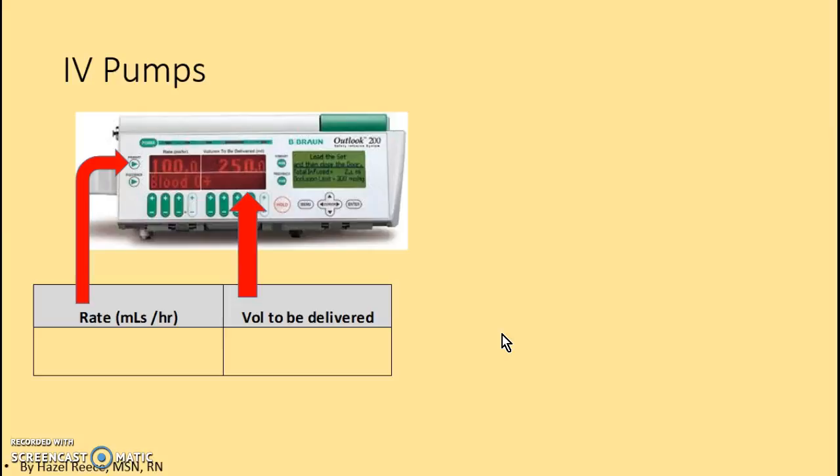Sometimes it's abbreviated VTBD, volume to be delivered. So that's all the pump knows: volume and time. It only knows volume and time. It doesn't know how many grams you put in the volume of whatever medication. It doesn't know how many milligrams. It doesn't know how many units or anything like that. All it knows is volume and time.